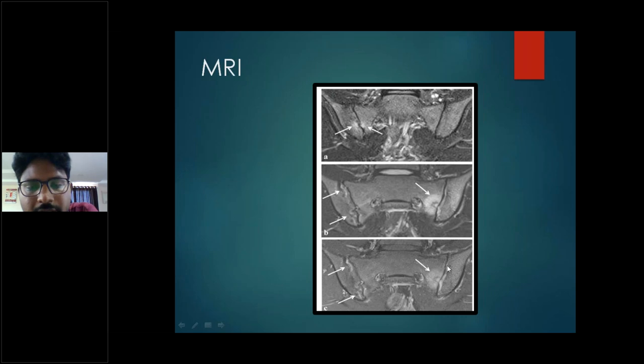Whenever there is inflammation, you can find it like this on T2 images. This is the earliest, before X-ray. If you are having any doubt that the patient is having ankylosing spondylitis, when other features are there, you can go ahead with MRI. Then you will detect the patient and diagnose him early.